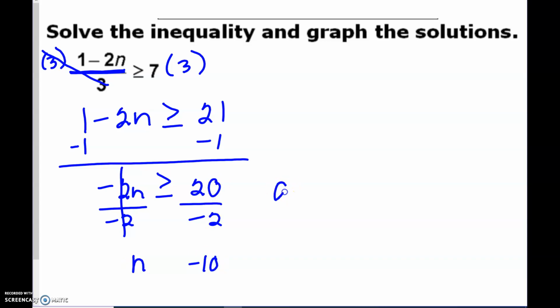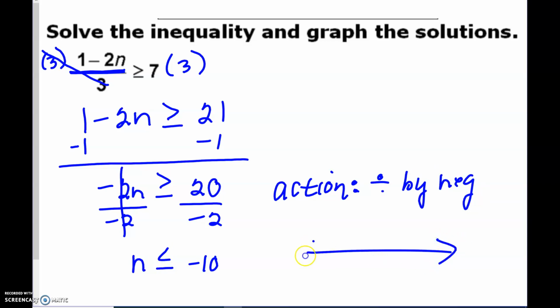And what is my action right here? What did I do? I divided by a negative. And because I divided by a negative, I'm going to flip my sign. All right, so it looks like this is a closed circle at -10. And it says less than, so I'm going to shade to the left.